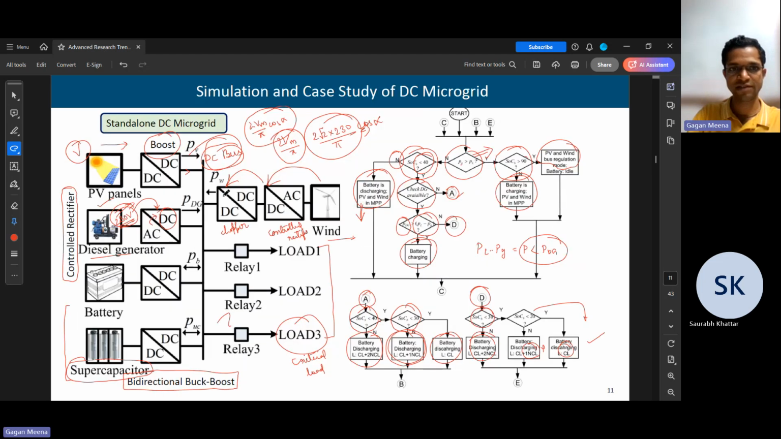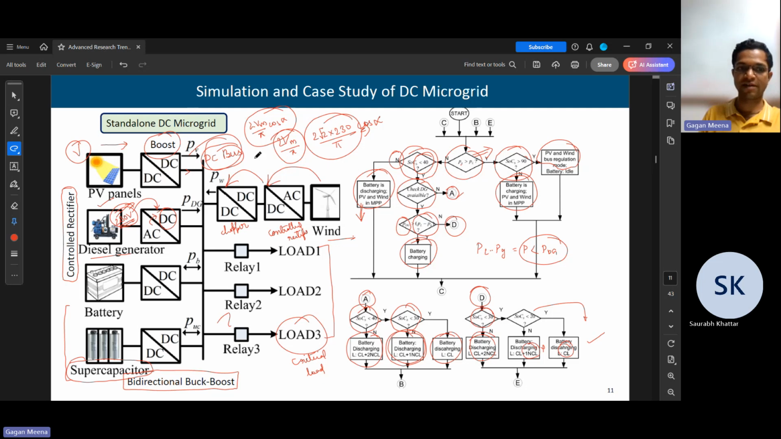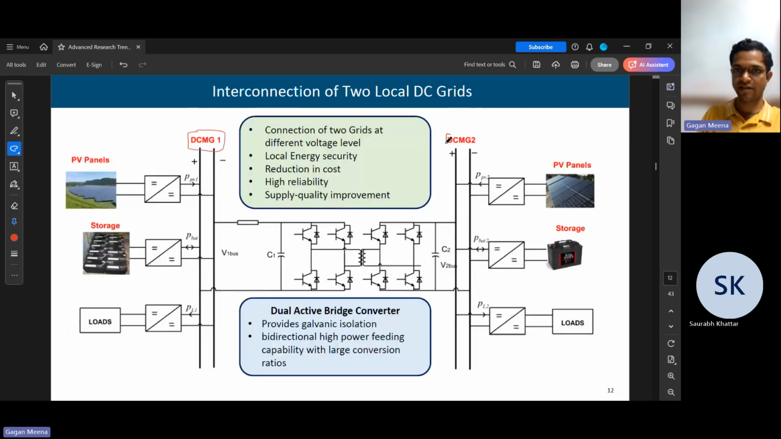This was the simulation for the DC microgrid. And next is the interconnection of two local DC grids. This is one DC grid which we have already seen here, this type of a DC grid. And this is another DC microgrid. And both are interconnected by a dual active bridge. It's bidirectional, with high power feeding capability and large conversion ratios. And because we have a transformer here, it provides galvanic isolation also.